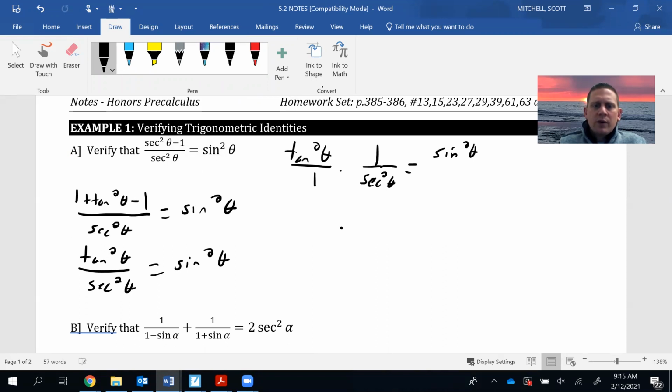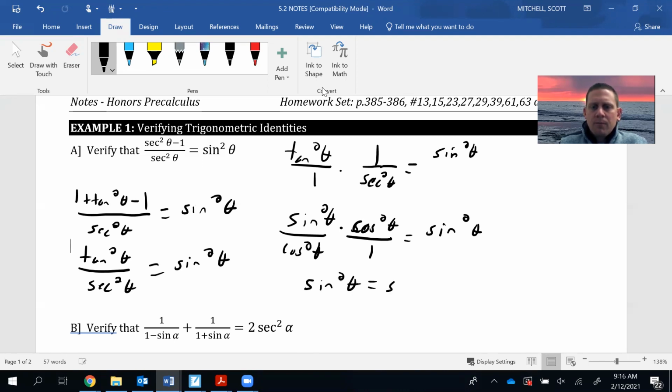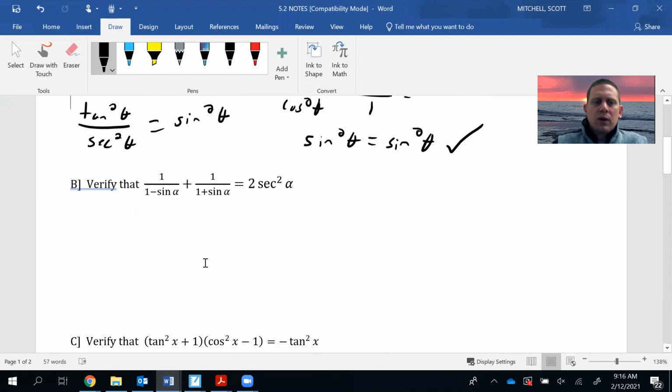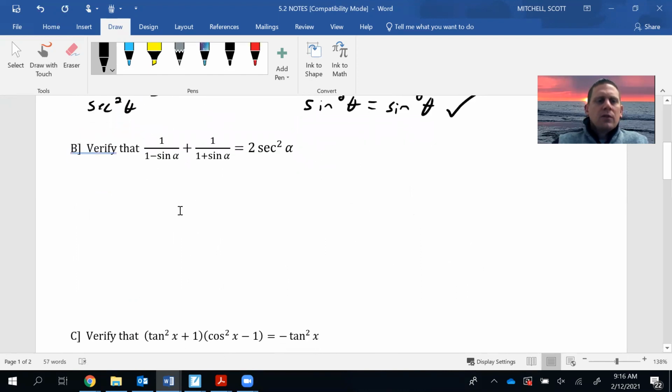So tangent squared is really sine squared over cosine squared. And then 1 over secant squared is really cosine squared. And that still equals sine squared on the right side. So what's going to happen is your cosines are going to cancel, and you're left with what you wanted all along. Okay, so you can kind of see the process of what you need to do, using identities and using algebra to go through that problem.